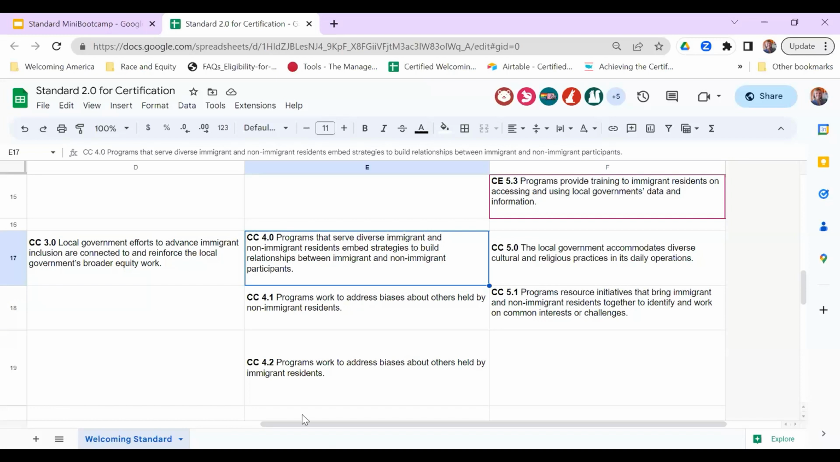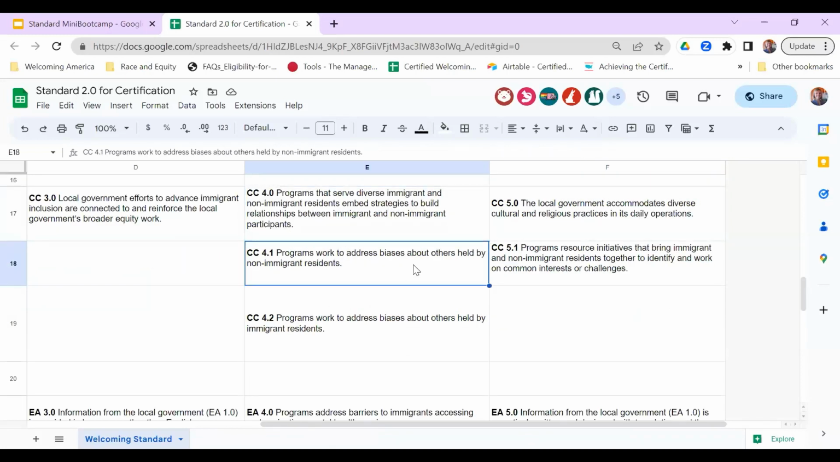And then the other 2 criteria are around addressing biases. We have one about addressing biases about others held by non-immigrant residents, and then we have one about addressing biases about others held by immigrant residents. These are broken apart because we recognize that the strategies will likely be different. And similar to our other criteria at the very beginning, when thinking about the biases, we should be referring back primarily to thinking about those in a protected class.